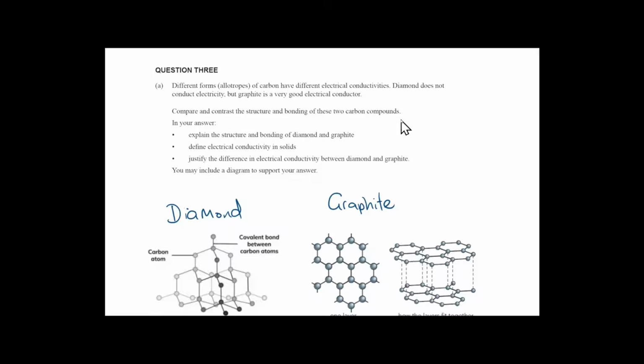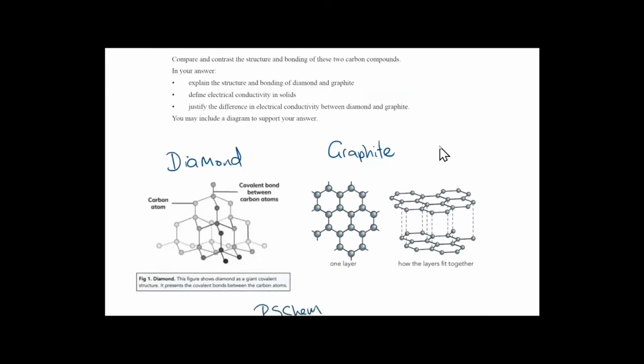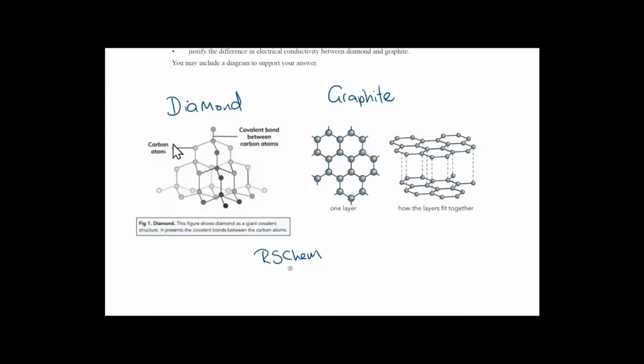Compare and contrast the structure and bonding of these two carbon compounds. Explain the structure and bonding of diamond and graphite. Define electrical conductivity in metals. Justify the difference in electrical conductivity using diamond and graphite. So these are a couple of diagrams that I took from the Royal Society of Chemistry.